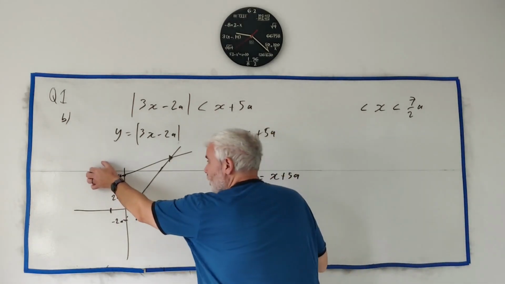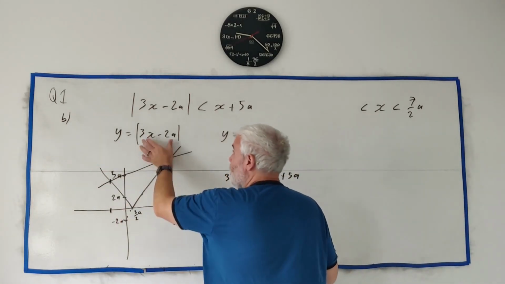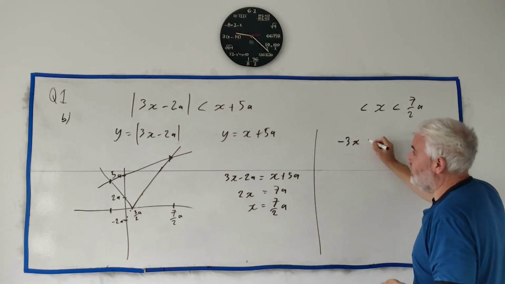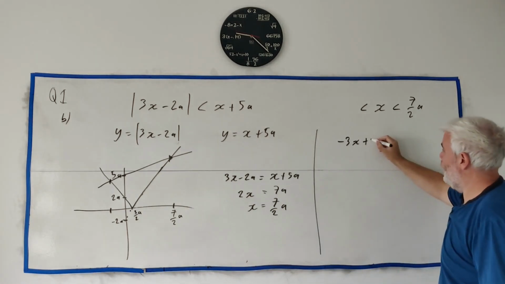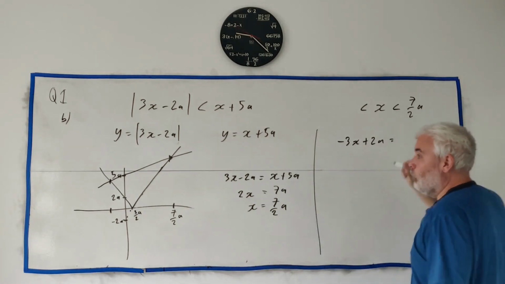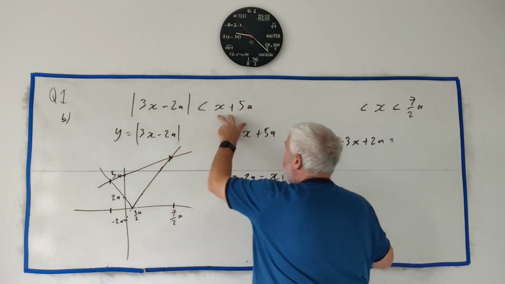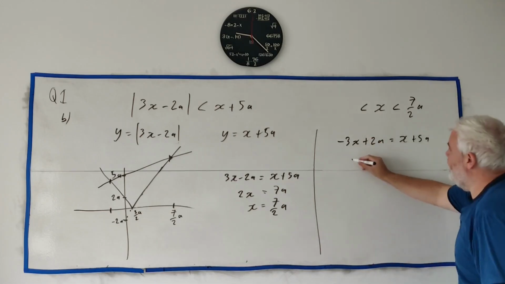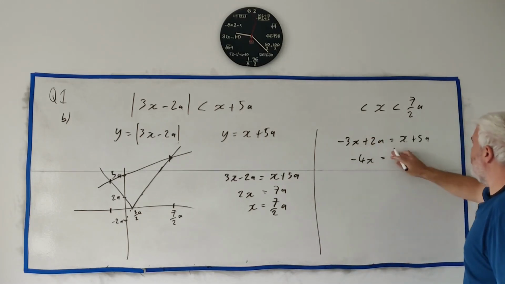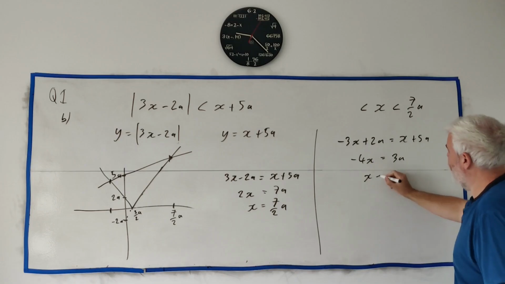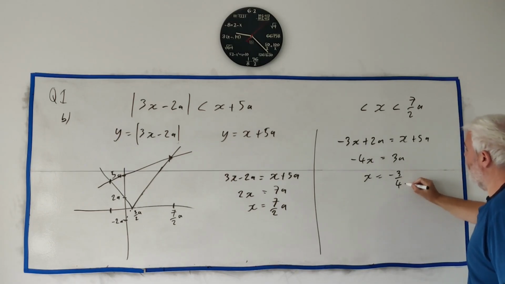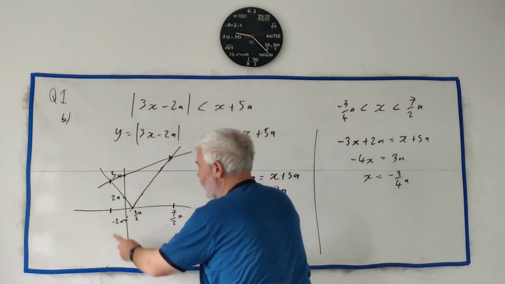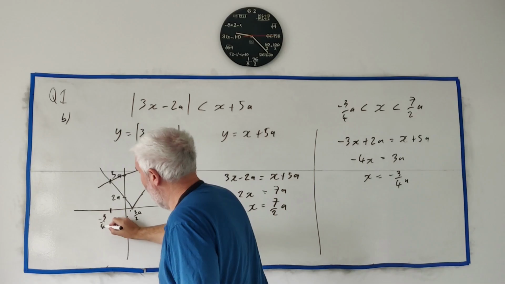To solve the other part, this is in the minus part of the modulus. The minus part of this modulus just looks like minus 3x, minus 2a, plus 2a. And we want to know when that equals this line, which is just x plus 5a. Go ahead and solve this as well. We get, let's see, minus 4x is equal to 3a, or x is equal to minus 3 over 4a. So that's over here, minus 3 over 4a. Or sorry, let me put it in here first. It's down here, minus 3 over 4a.